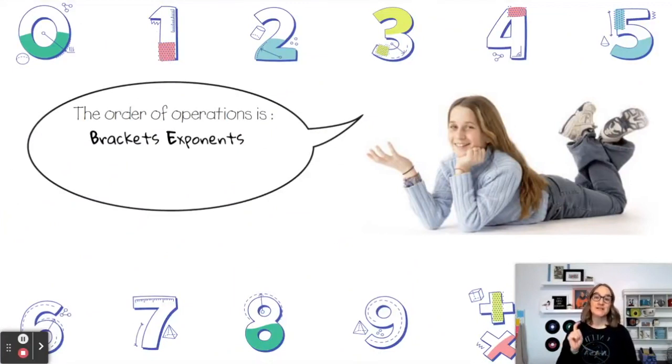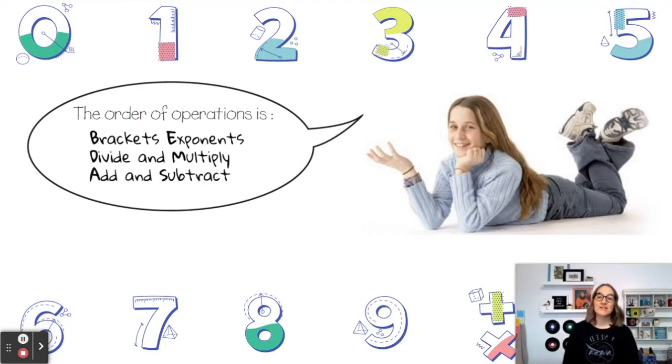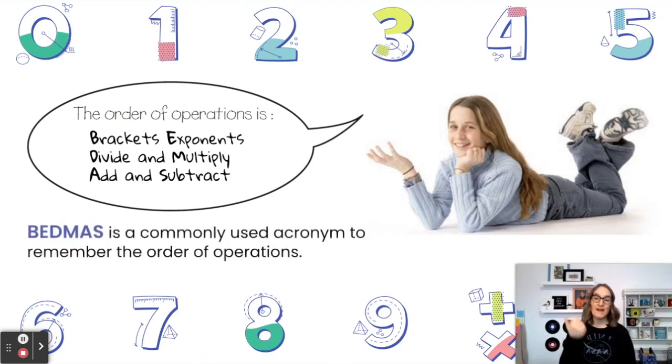The order of operations is brackets, exponents, then division and multiplication in order from left to right, and finally, addition and subtraction in order from left to right. And to help us remember all this, we use the acronym BEDMAS: brackets, exponents, division, multiplication, addition, and subtraction. Easy.